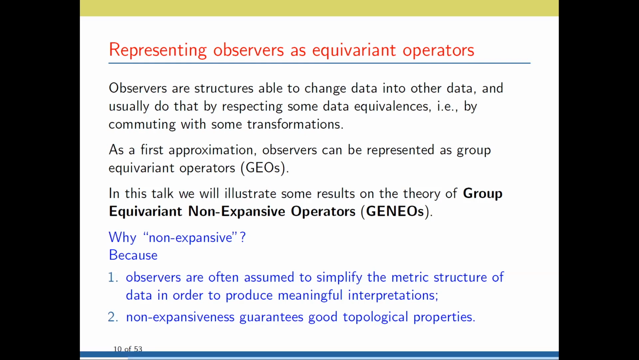The first one is that observers are often assumed to simplify the metric structure of data in order to produce meaningful interpretation. This means that you have to not increase the distance between objects. You have to decrease the distance. The operator must be non-expansive. This is from the epistemological point of view. From the mathematical point of view, we will see in the next slides that non-expansiveness guarantees good topological properties, mainly compactness.